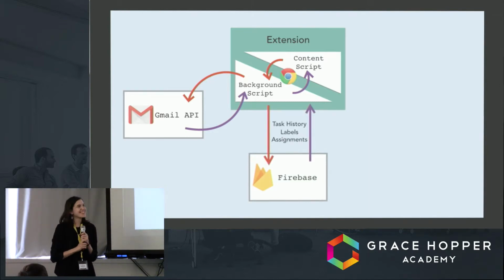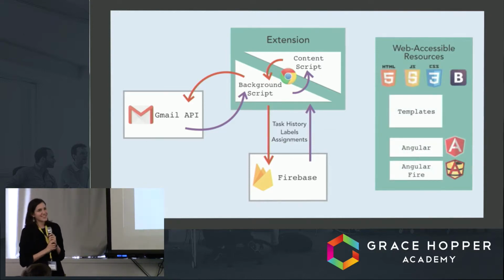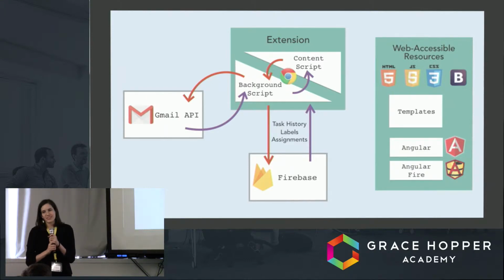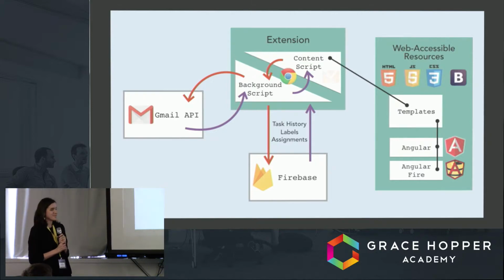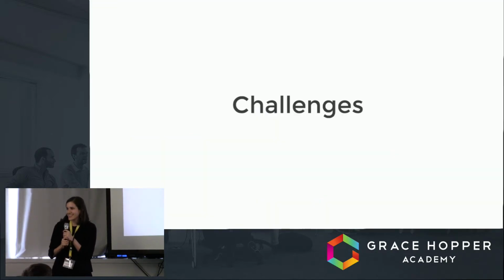There it is. Our web accessible resources include Angular and Angular Fire, the latter of which communicates with Firebase to populate the dashboard with the user's relevant information. These libraries are loaded into the templates, which are then loaded into the content script. Finally, Inbox SDK is added to imitate the look and feel of Gmail. And I will now pass the mic to Kathy to discuss the technical challenges of this Chrome app.